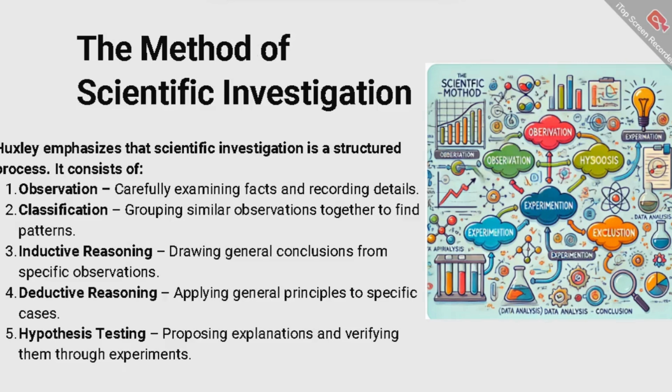Now let's discuss the summary of the method of scientific investigation by Thomas Henry Huxley. Thomas Henry Huxley, a 19th century scientist and advocate of Darwin's theory of evolution, discusses the logical process behind scientific discovery in the method of scientific investigation. He explains how scientists use observation, classification, reasoning, and hypothesis testing to uncover the truth. Here he argues that the scientific method is not exclusive to scientists, means it is not limited to scientists. Rather, it is a way of thinking that can be applied to everyday life.